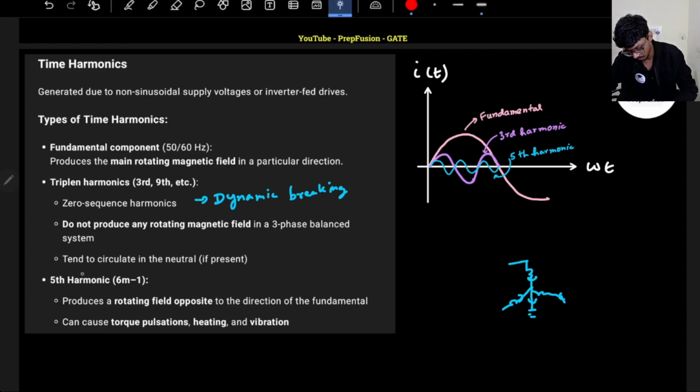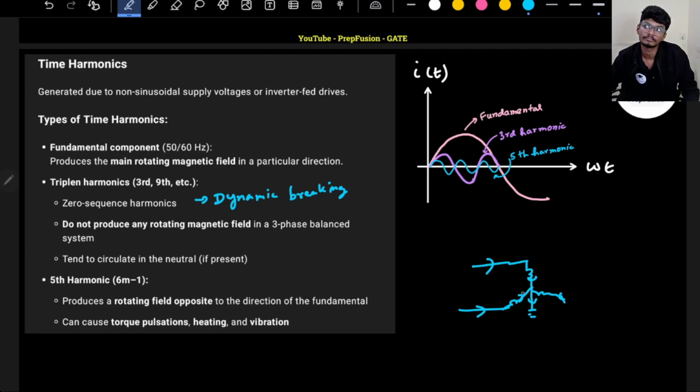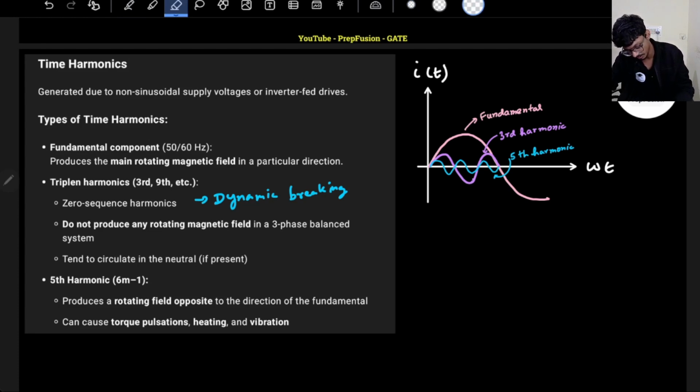So it tends to circulate in the neutral, if present. All of the third harmonic current can flow through the neutral itself. Okay, that is a possibility. Now, am I correct here? Basically, let's say the supply is connected like this, ABC, ABC. If both of the neutrals are connected, for the supply and the load side, then the harmonic will flow through the neutral. If one of the neutrals is open, then the harmonic will flow through the winding only. Okay, this we already discussed in the transformer, so I'm not discussing it here again.